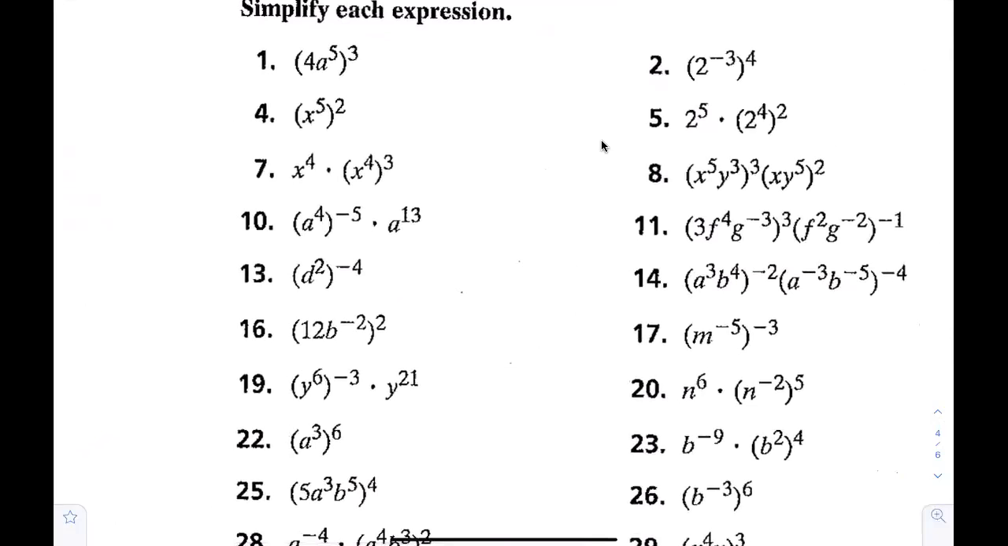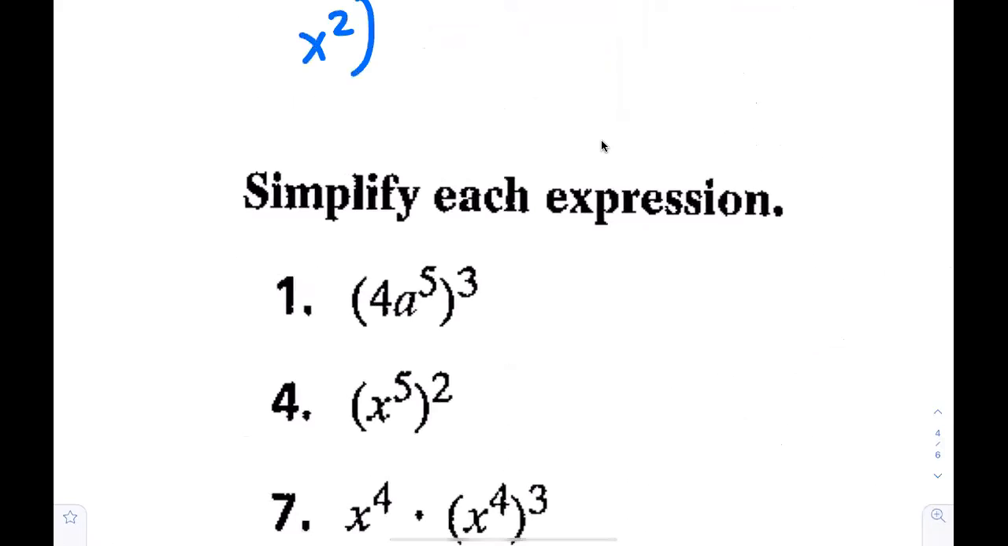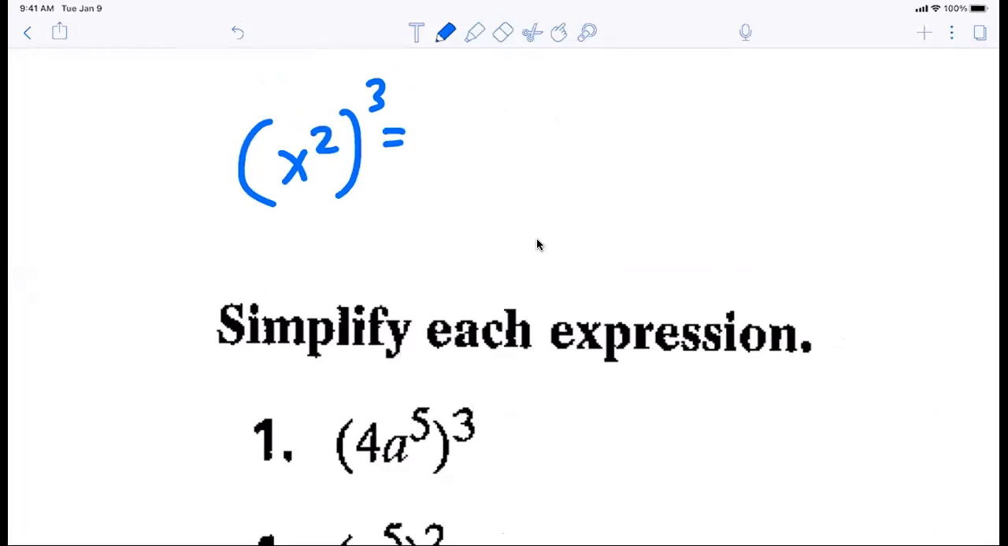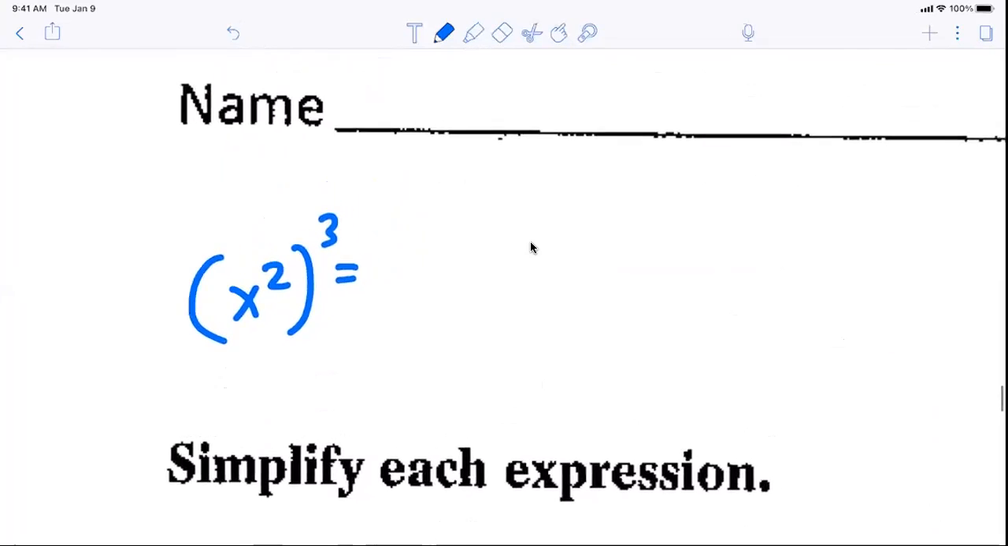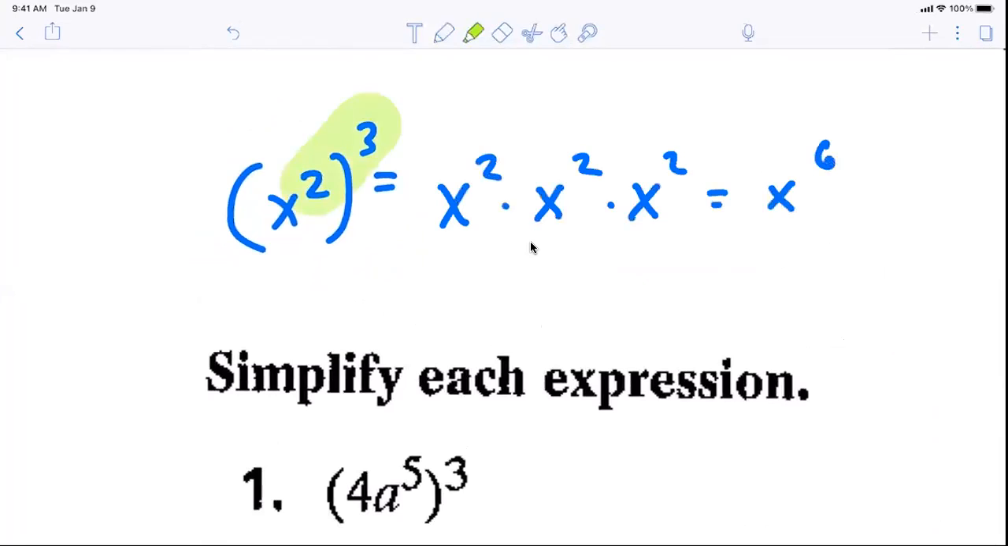We have 2 sections today. Now, again, I need some help. Everybody paying attention, I want everybody to write down: power to power, you multiply. Let me explain how you can remember that. If I said x squared cubed, that means x squared times x squared times x squared. Is that agreed? So that is just x to the what? 6.